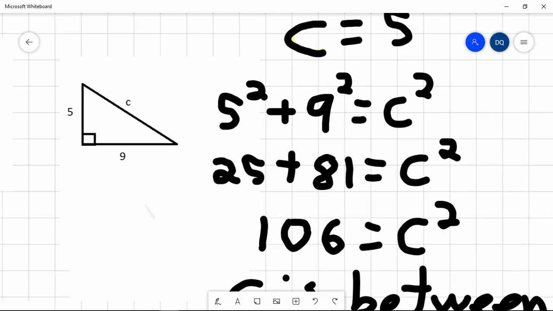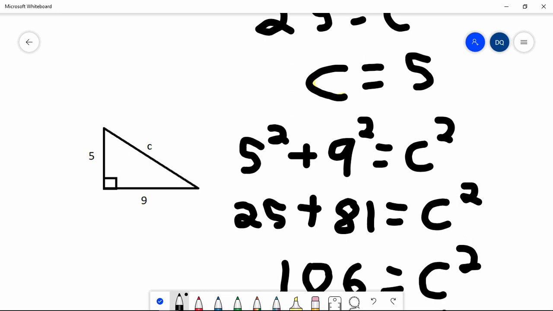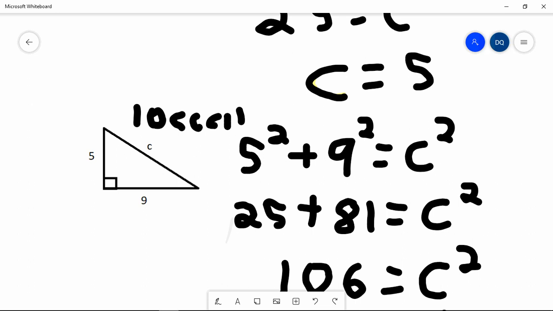And so for now, that's going to be my answer. So my answer is, what is C? C is somewhere between 10 and 11. Okay, let's try another example.